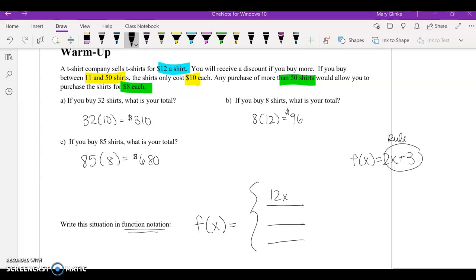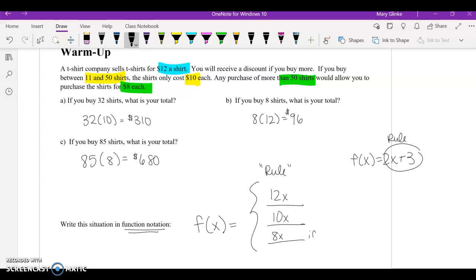Because it's $12 a shirt, 12 is your rate, so we write that as 12x. Your next case was $10 a shirt, and your final case was $8 a shirt. So these were the different rules on how you calculate your price. But the problem is we didn't use all of these different rules all of the time. They were for specific times.